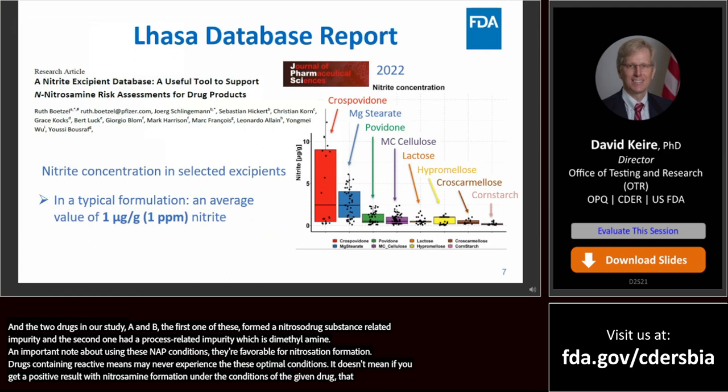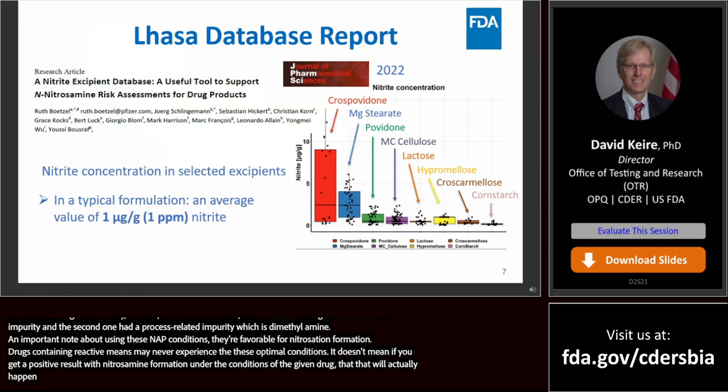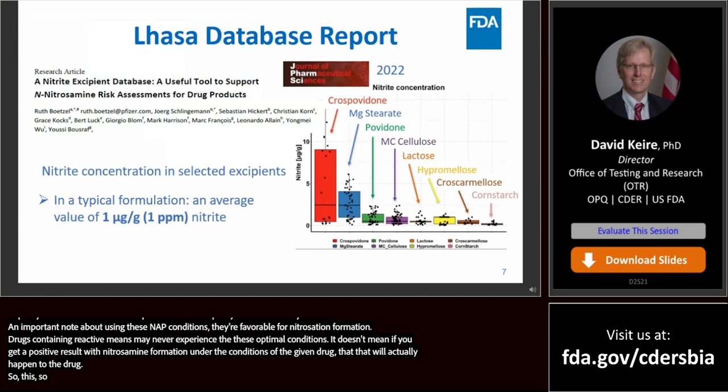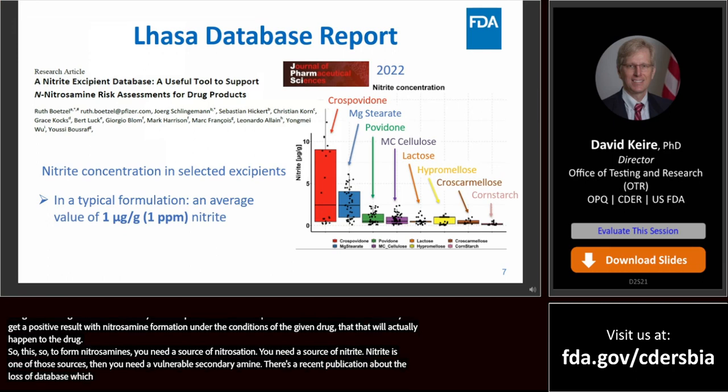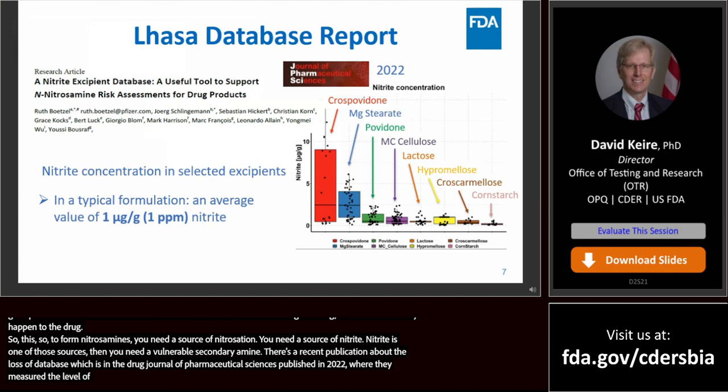So to form nitrosamines, you need a source of a nitrosating agent. You need a source of nitrite, and nitrite is one of those sources. And then you need a vulnerable secondary amine. There's a recent publication about the LASA database, in the Journal of Pharmaceutical Sciences, published in 2022, where they measured the level of nitrite in parts per million in a number of different excipients that are commonly used to formulate drug products.